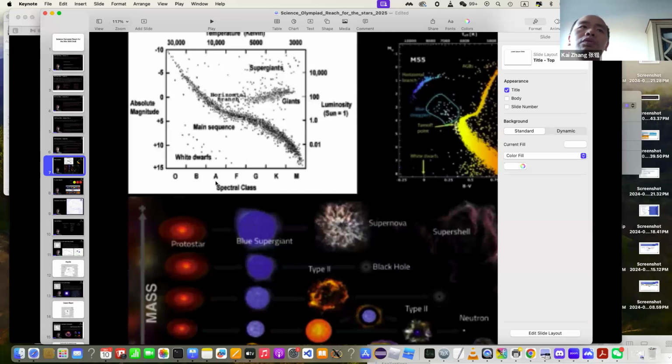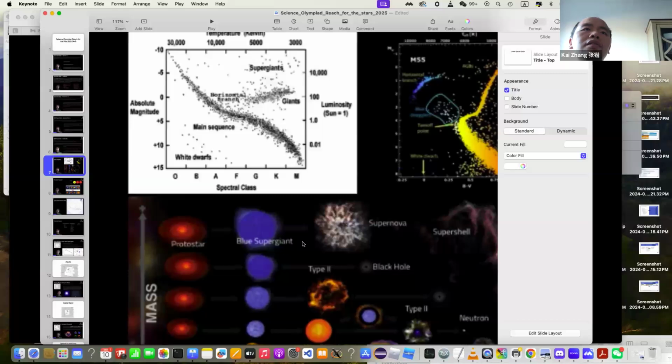And then you are supposed to remember the sequence here: O, B, A, F, G, K, M. There is a sentence to remember that. Ethan, do you want to say it? My dad taught me this. It's "Oh, be a fine girl/guy, kiss me." Yeah. So you can come up with another sentence that you can memorize well.